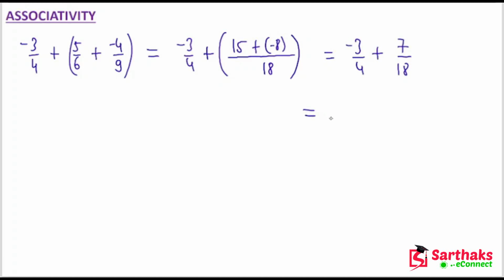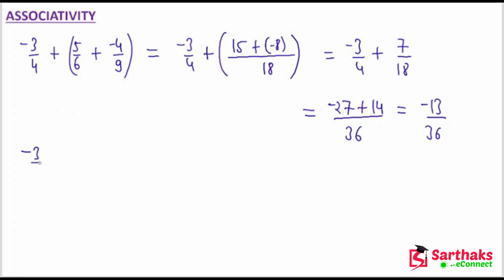Now taking LCM of 4 and 18, we will get 36. Now 4 into 9 is equal to 36. So minus 3 into 9 is equal to minus 27, plus 18 into 2 is equal to 36, so 7 into 2 is equal to 14. So we will get minus 13 upon 36. Now let us check the same property by applying associativity.